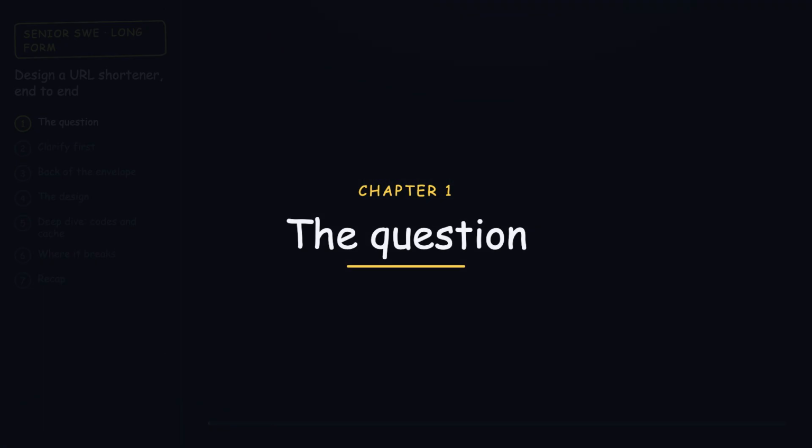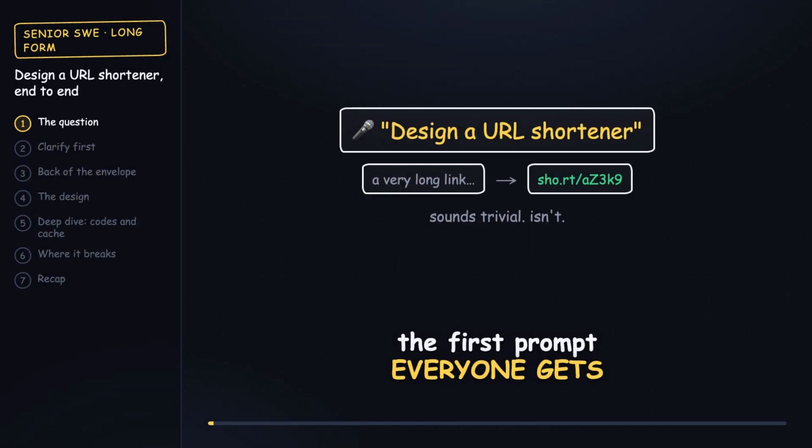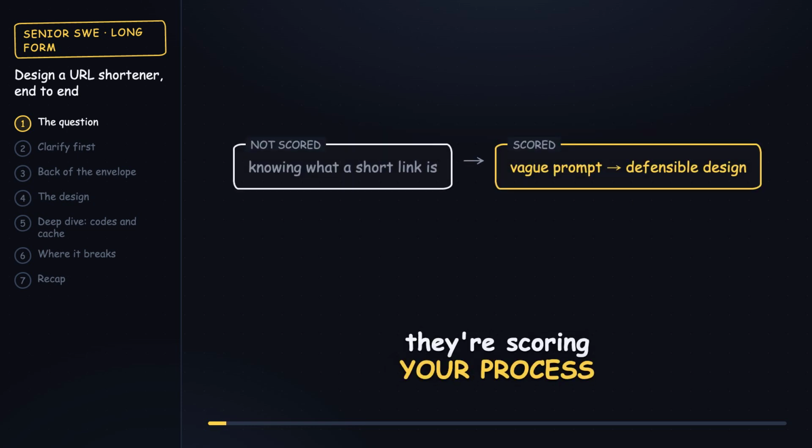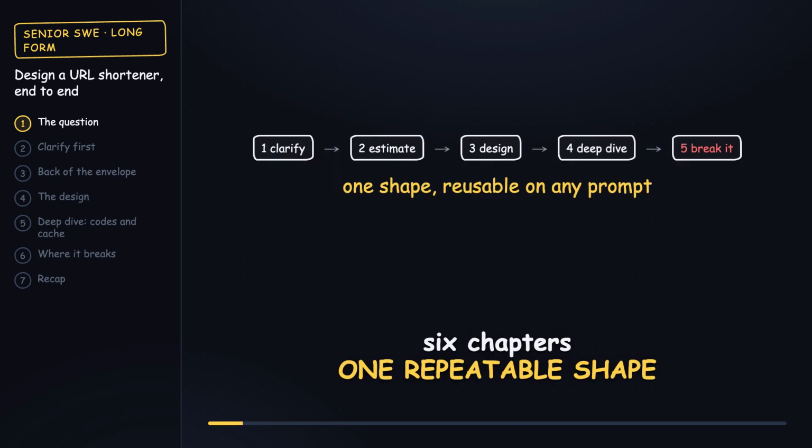Design a URL shortener is the first system design question almost everybody gets, and it is far deeper than it looks once you stop reciting an answer, because the interviewer is not checking whether you know what a short link is. They are watching how you move from a vague prompt to a defensible design. So, we will walk the whole thing: clarify, estimate, sketch, go deep on the interesting part, break it on purpose, and then recap the shape you can reuse anywhere.